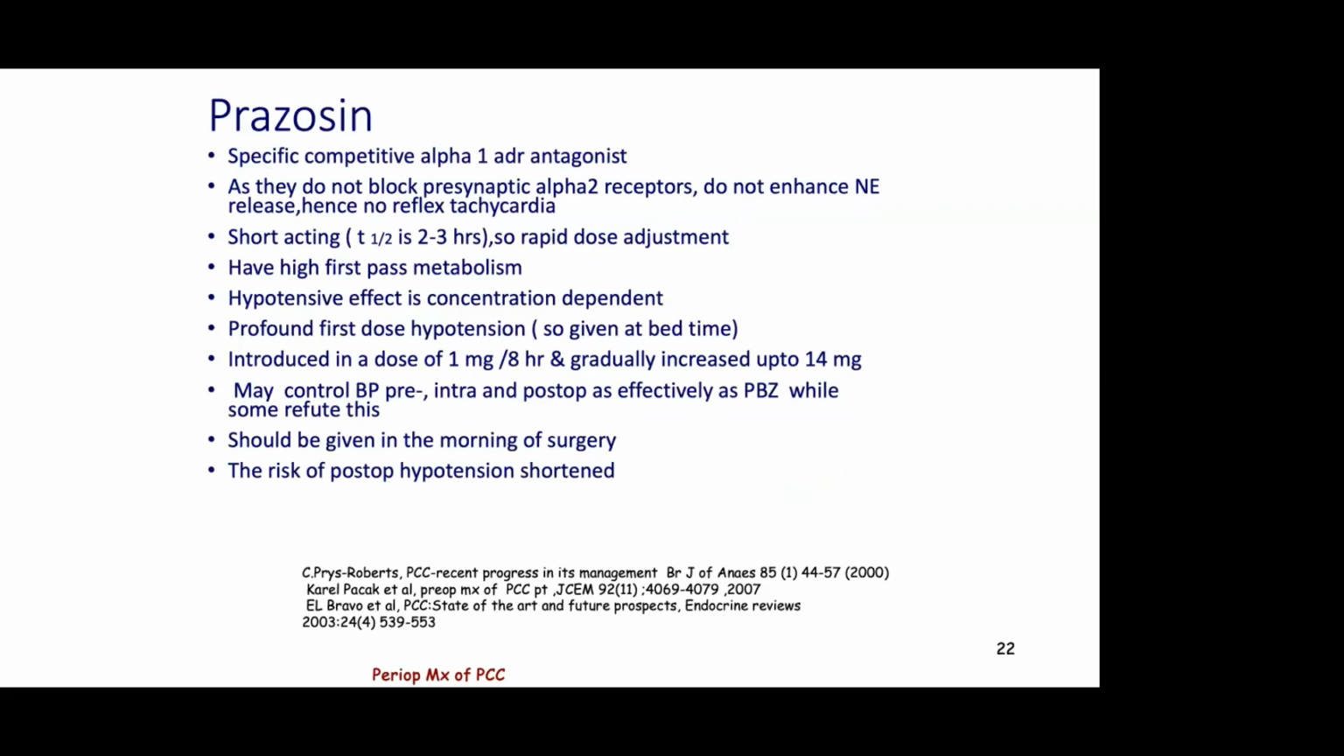Prazosin is a selective alpha-1 antagonist, and it doesn't block the presynaptic alpha receptor, so it doesn't enhance the tachycardia mediated by the norepinephrine presynaptic release. These are short acting. The duration of action is about 2 to 5 hours. So we can actually adjust the dose rapidly, but of course, more frequent dosing is needed.